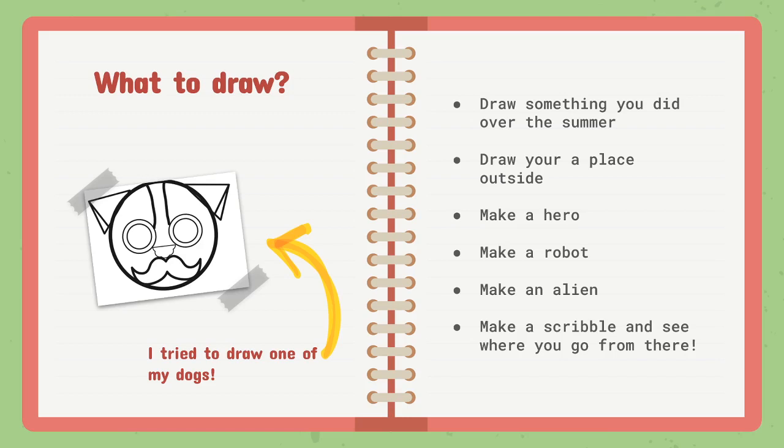It looks a little weird, but I think it's really cute, by using AutoDraw. If you can't think of something to draw, you can use my inspiration on this side. You can draw something you did over the summer. Draw, oops, that should be draw your favorite place outside, not draw your a place outside. Make a hero, make a robot, make an alien, or just make a scribble and see where it goes from there. Those are fun too, to figure out what's going to happen.